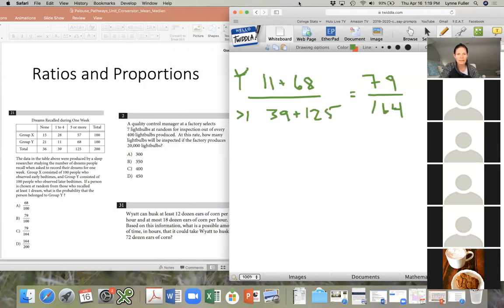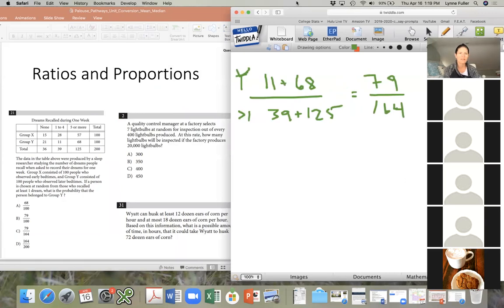Okay. If we look here, a quality control manager at a factory selects 7 light bulbs at random for inspection out of every 400 light bulbs produced. At this rate, how many light bulbs will be inspected if the factory produces 20,000 light bulbs? So right away, we're setting up a proportion because we know that they're going to randomly check 7 out of 400. And how many would they select out of 20,000? So again, we set up our proportion, cross multiply and divide. And again, this one is going to be a calculator problem because the terms are quite big. So it would be 350 total here.